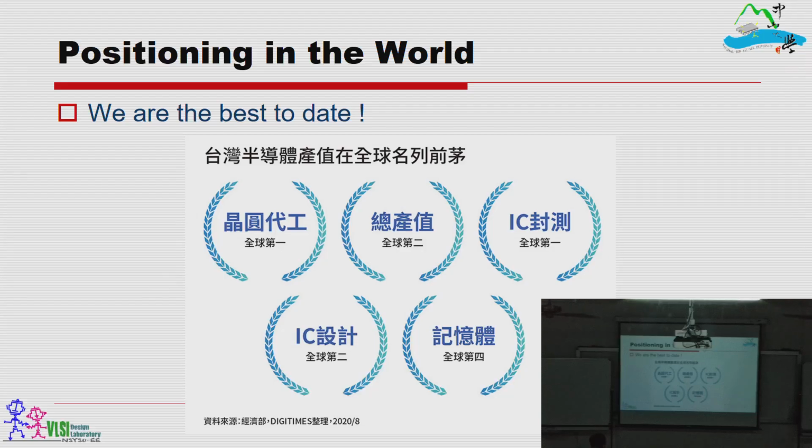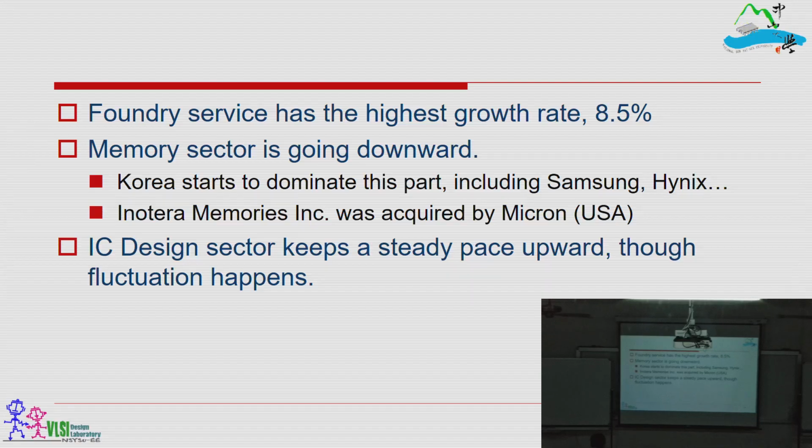Okay, so these are the numbers. We are number 1 in foundry, number 2 in IC design, and in the overall production value, we are number 2 in the world. Surprise! This is a very teeny tiny island, and every one of my foreign friends was so surprised. How the hell did you do that?